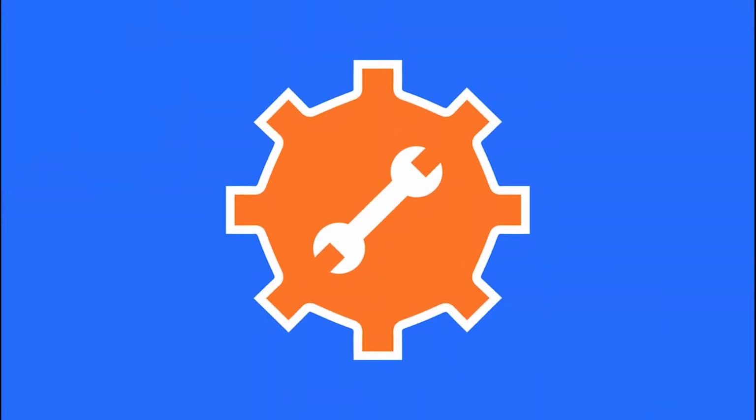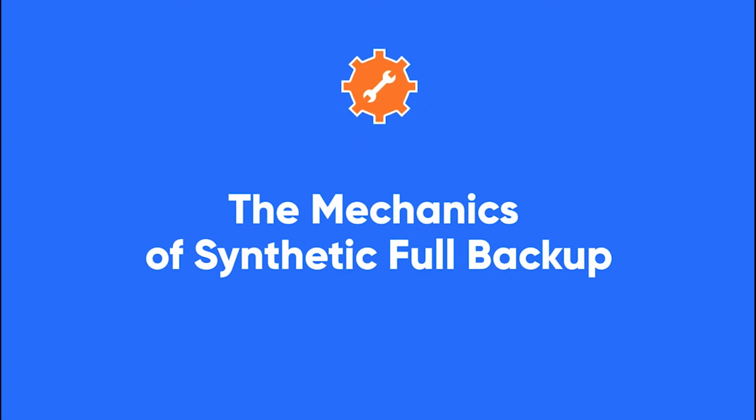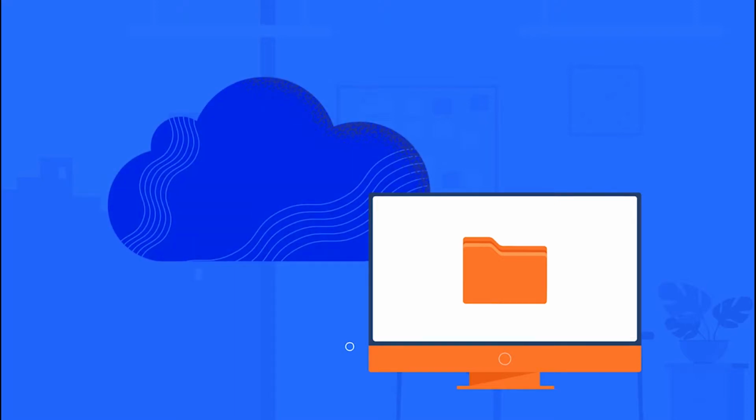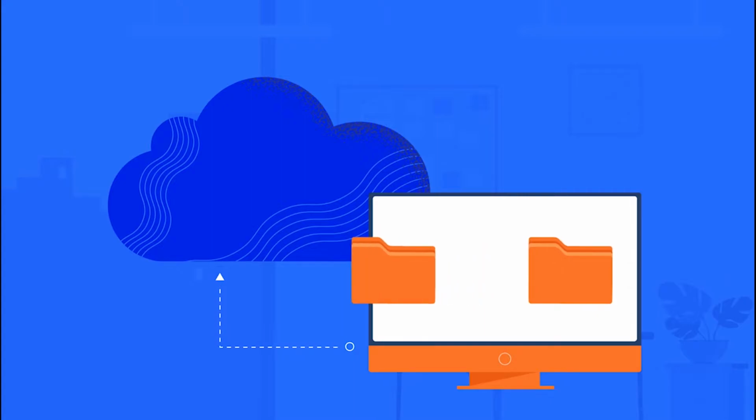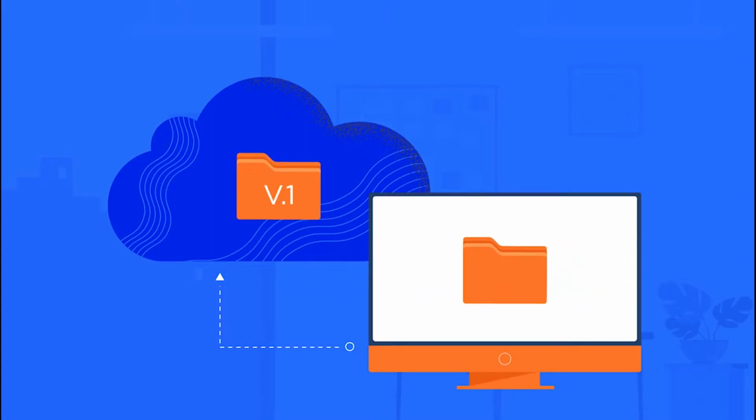Here's how the Synthetic Full Backup works in the MSP 360 Manage Backup service. The first backup is always a full one. All the data is copied into storage and saved there. After some time, when you decide to back up your data once again, here is what happens.